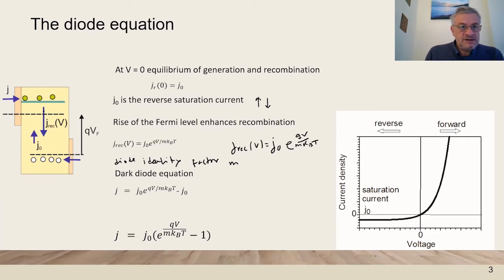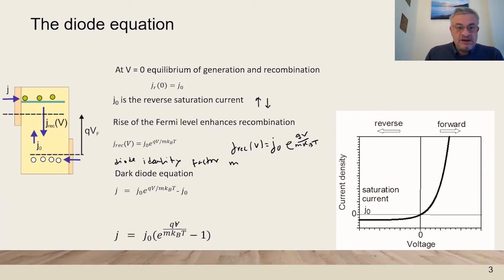So we have two currents, the generation J naught and the recombination, and they add to the injection current. So this J is the external current in the diode, the current that we can inject. And finally, the equation for the diode is J0 multiplied by a term, an exponential minus 1. So that when the voltage increases, we have an exponential growth of the current.